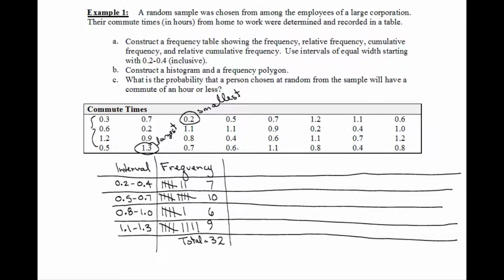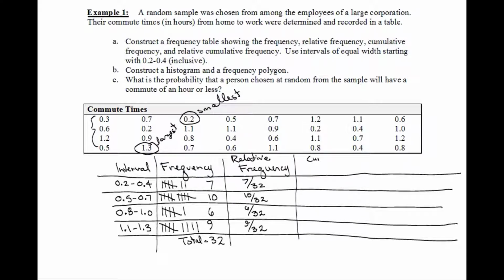Now, relative frequency means relative to the whole group. So we have 32 in our entire group, so that means our relative frequencies will be 7 over 32, 10 over 32, and you could reduce these, but a lot of times it's helpful to have them all with the same denominators, and that way you can see the relative sizes of each one. 6 over 32. And 9 over 32.